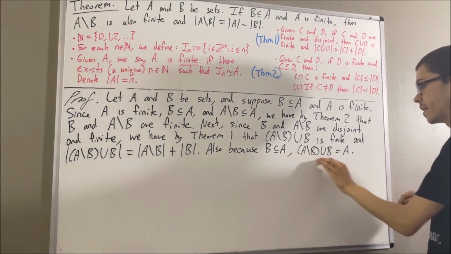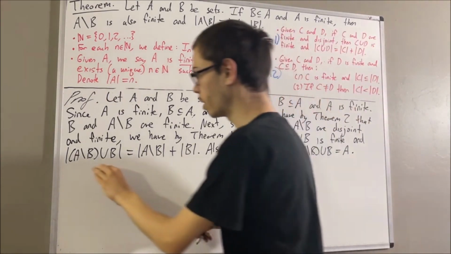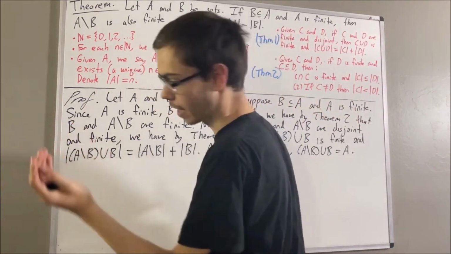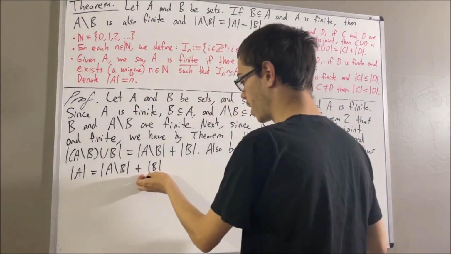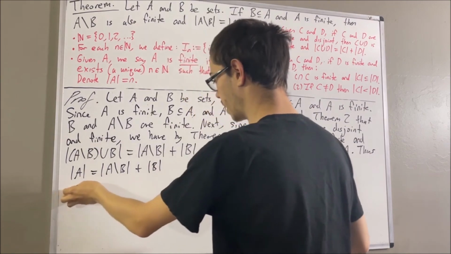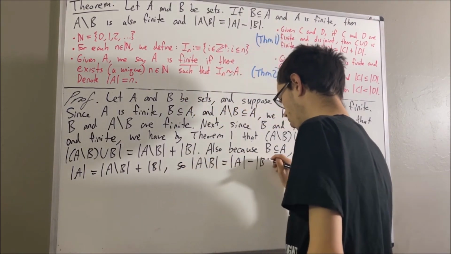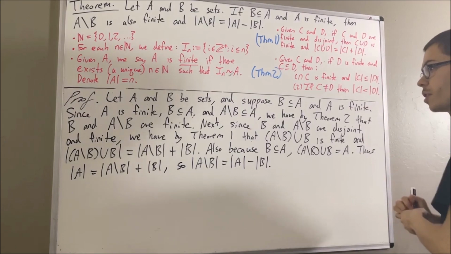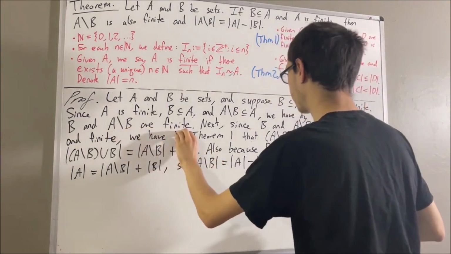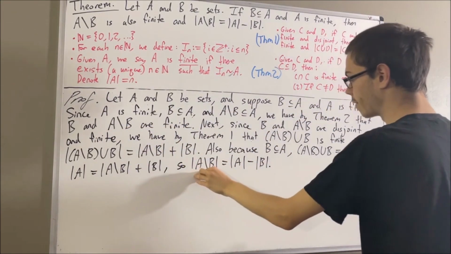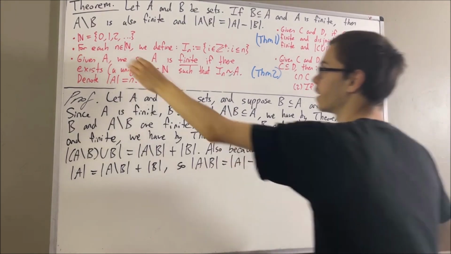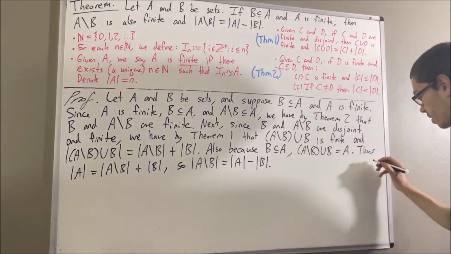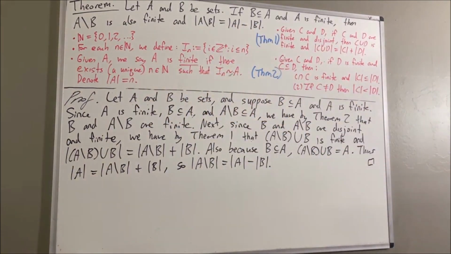Well, since this set is equal to A, we can replace that set here with A. So if we subtract the number of elements of B to the other side, we get this. So what we've shown here is that A set minus B is finite, and the number of elements in A set minus B is equal to the number of elements in A minus the number of elements in B. And that is exactly what we wanted to prove. So this completes the proof. And so yeah, that's pretty much it for this video.